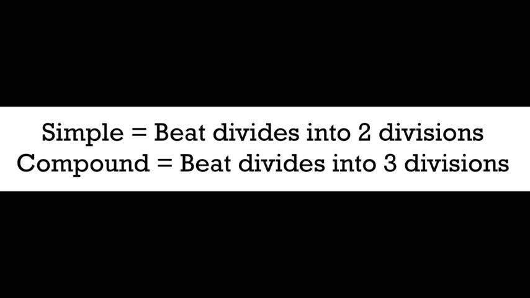The first quality we're going to look at is how we divide up our beats, and specifically how many divisions fit inside of one beat. We have two ways we can talk about this. We can talk about simple meter. Simple meter means that our beat divides into two equal beat divisions. The alternative is compound meter. Compound meter means that the beat divides into three divisions. Three equal divisions. This is all we're talking about when we describe simple and compound. We're describing whether the beat divides into two divisions or into three divisions.